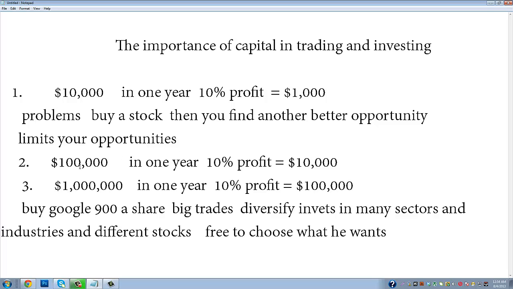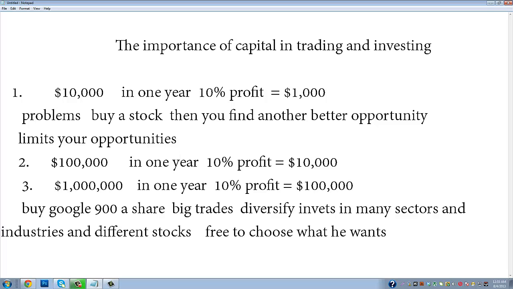Now, $100,000 is a good one. It's nearly like from 50,000 to 100,000. This is a good account where you can move in between. With $100,000, you can buy a lot of stocks and you can follow them. Here I give you just an example with 10% profit.